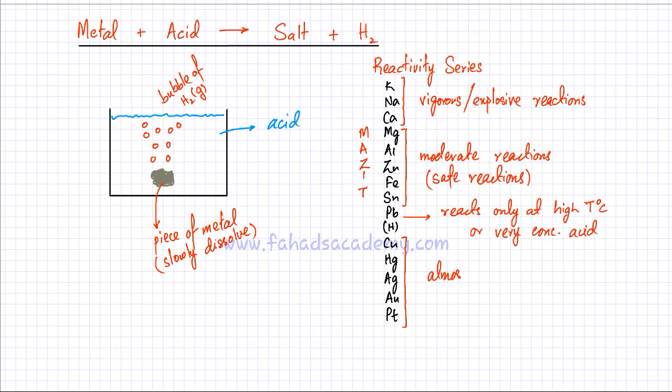So for these metals, almost no reaction occurs. You must relate this with the reactivity series of the metals. The more reactive ones have vigorous and explosive reactions. These MAZET metals have moderate reactions. Remember MAZET, because this comes into play later on. These metals have moderate reactions and can be safely performed in the school laboratory. Lead only reacts at high temperatures or if the acid is very concentrated. And the ones below hydrogen have almost no reactions, so the reactions are almost non-existent.